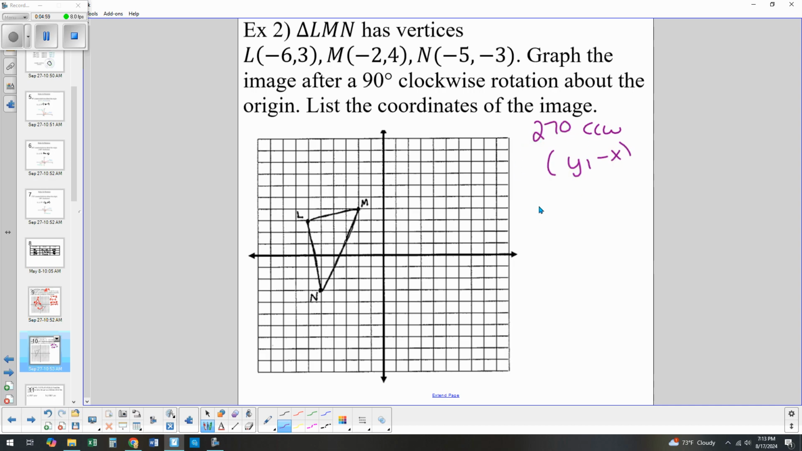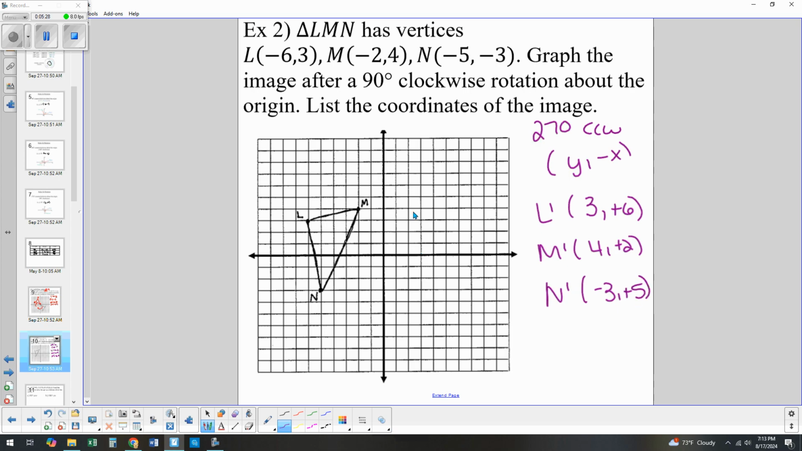So the way I like to do this, at least until I'm comfortable with the rules, is I'll start by doing the switch. I'll keep the signs exactly as they are, but I'll do the switch. So (3, -6) first. And then I'll focus on changing the sign of the appropriate number. So first we'll flip for M, (-2, ...), and then I'll change the appropriate number. And then N is (-3, -5), and then I change the appropriate number.